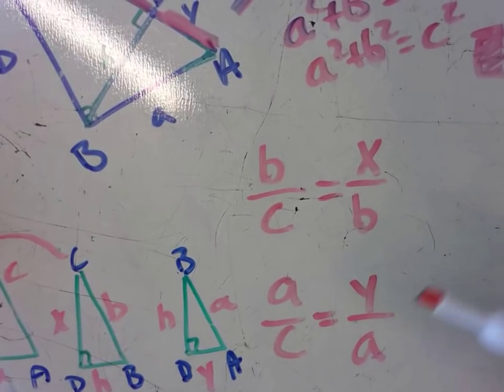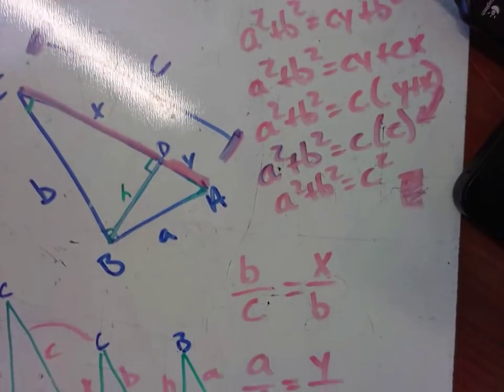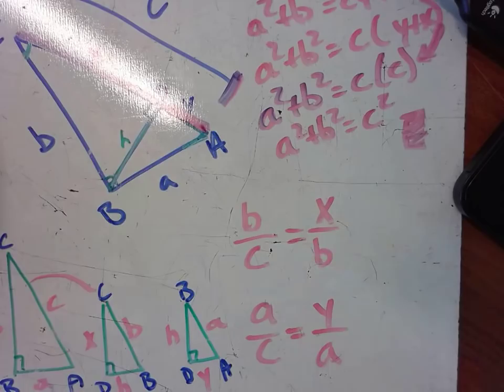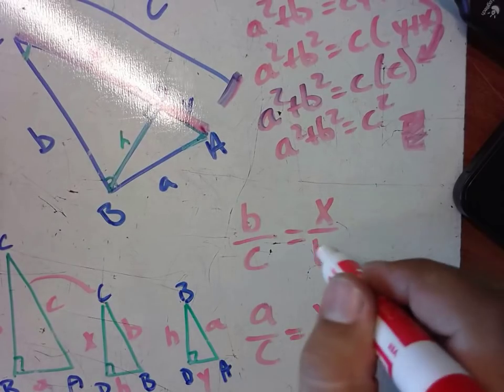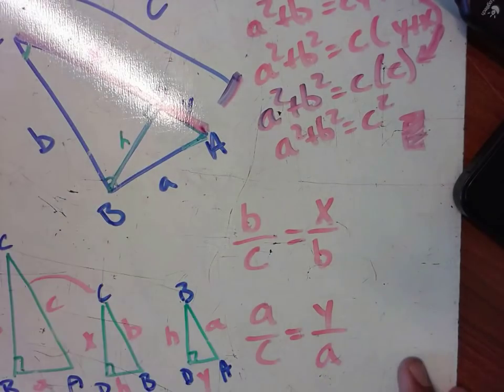Sides are proportional. You want to set your sides up in such a way that you get a squared and b squared after you multiply them out. Make sure your b's, one's in the numerator, one's in the denominator. A's, one's in the numerator, one's in the denominator. That gives you a squared and b squared.